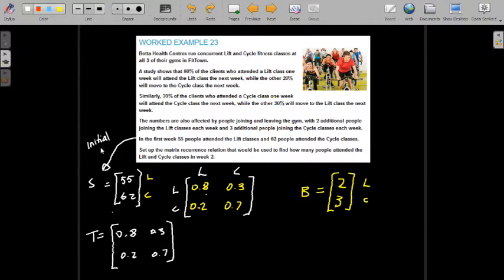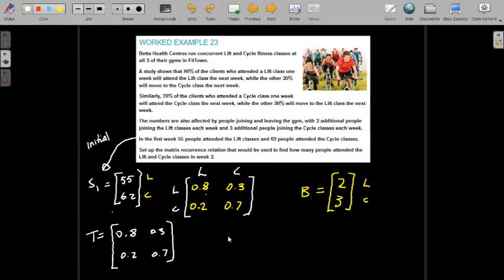Now, I actually should say this is the first week, so S1, S0, either way, it's going to be the same. It just depends how we write it. So that's our initial state matrix.